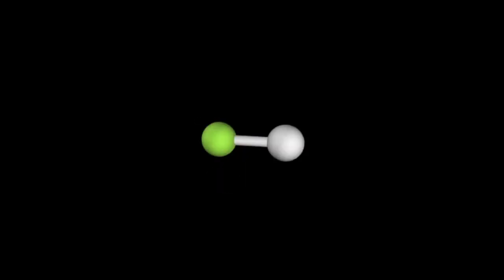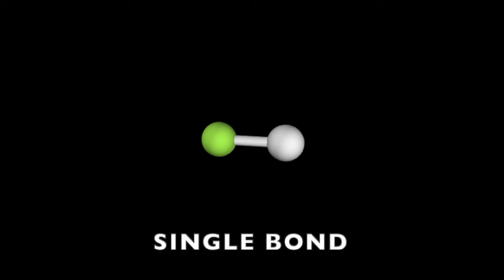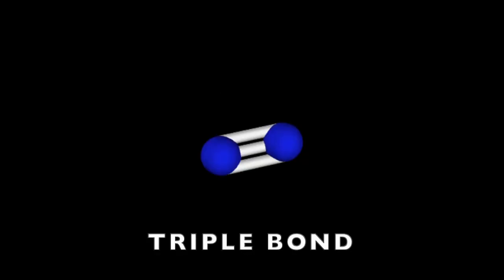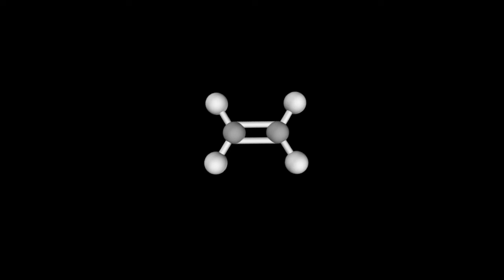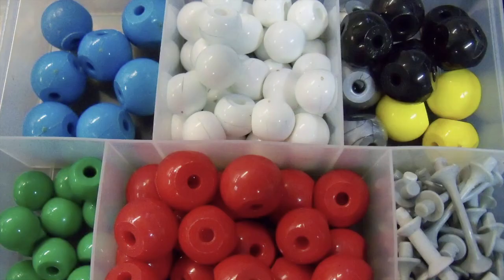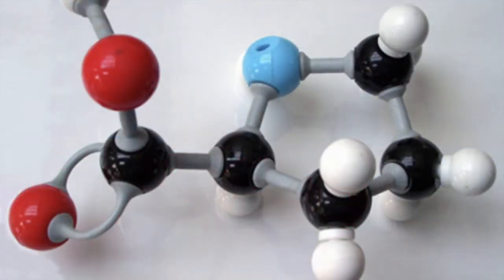You may notice that sometimes there will be one stick between 2 atoms. This represents something called a single bond. If there are 2 sticks, this represents a double bond. And if there are 3 sticks, this represents a triple bond. Although we often see ball and stick models on paper or in computer simulations, we can also build them using plastic balls and sticks.